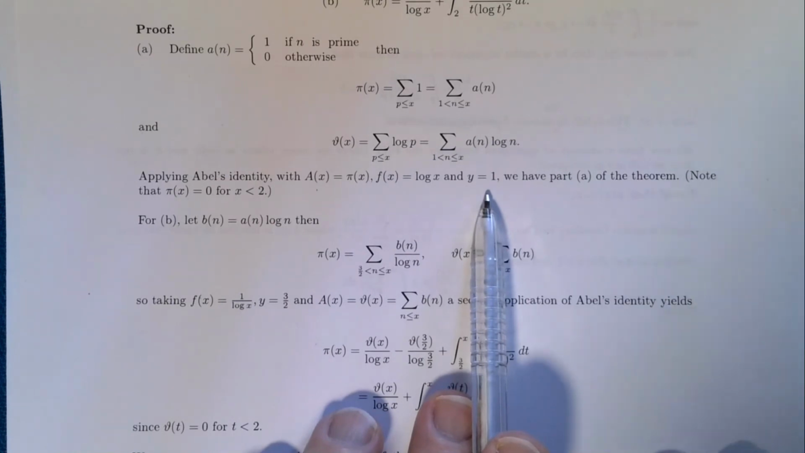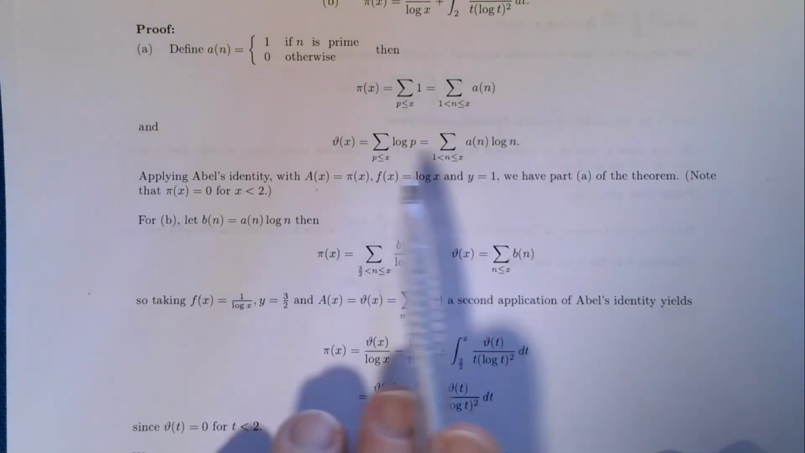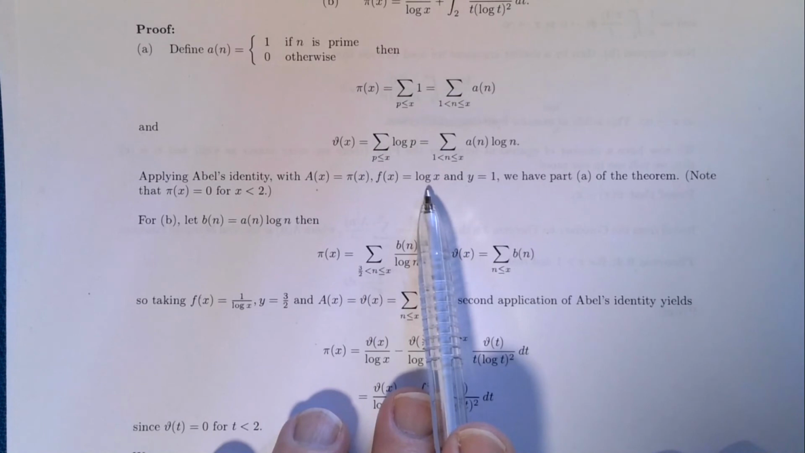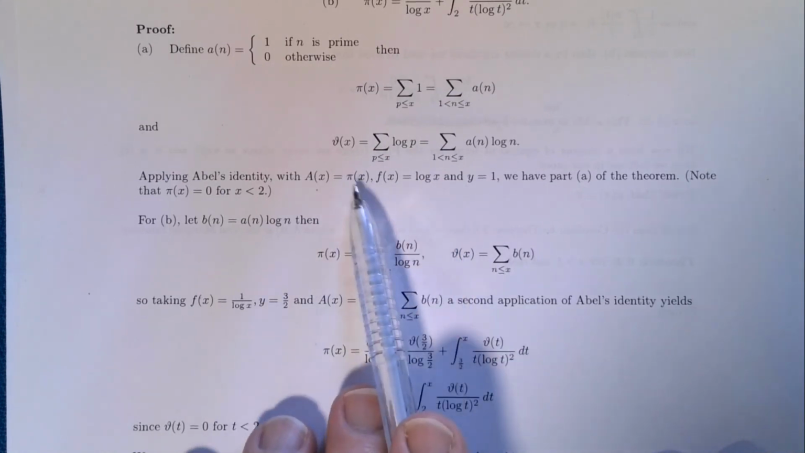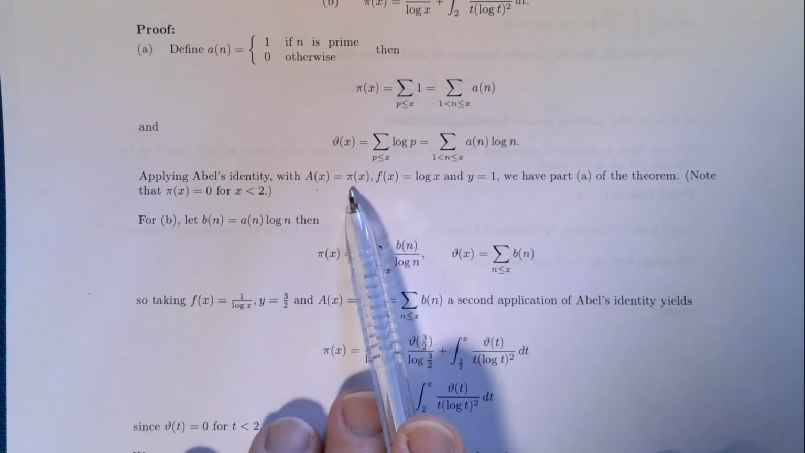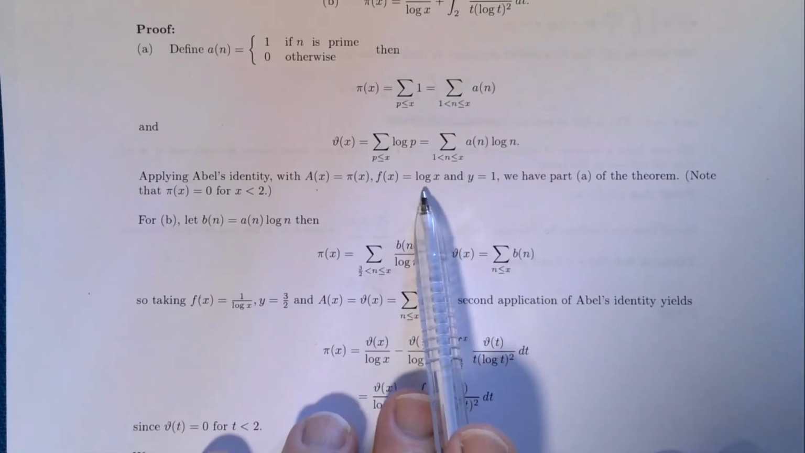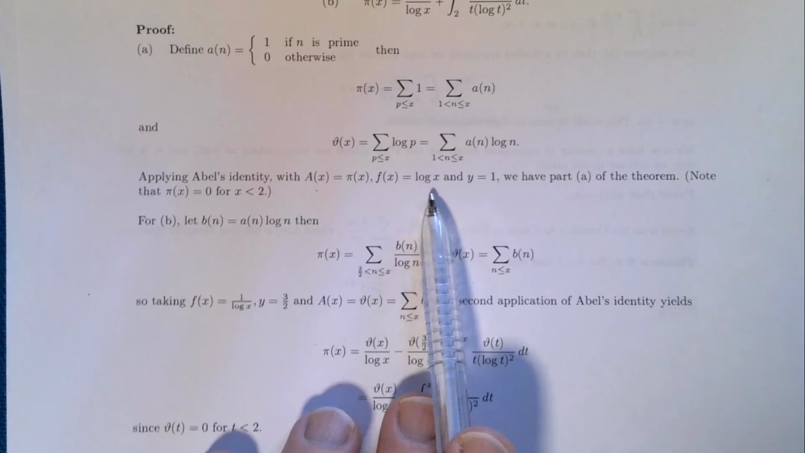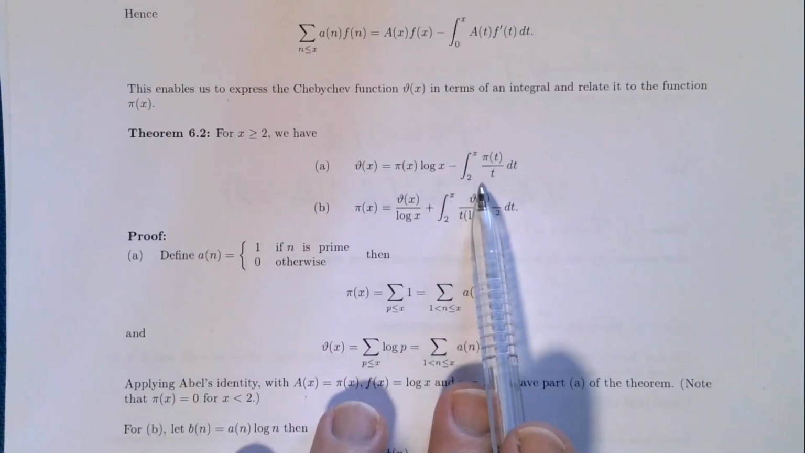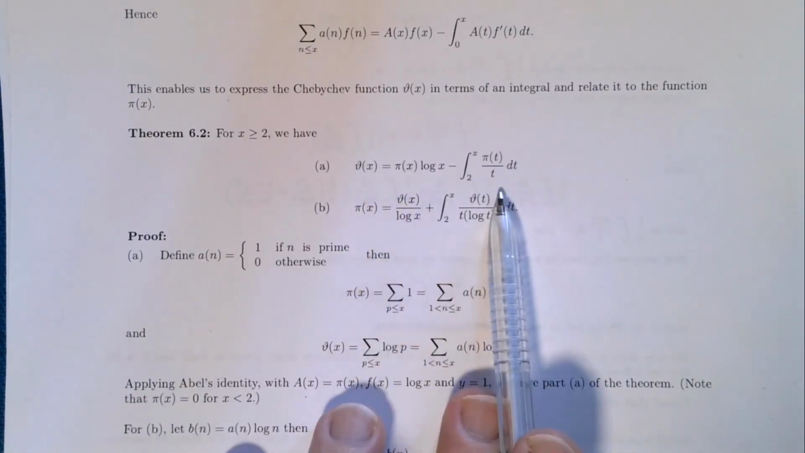And as soon as you plug that in, you get immediately part A of the theorem, because you get pi of x times log x minus the integral of the partial sums, which are pi of x, times the derivative of log x, which is 1 over x, and then you're replacing x with t, and you get exactly the formula up here. So that was just a straight application. That falls out immediately from the Abel summation formula.